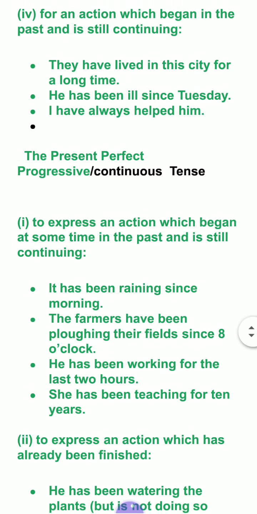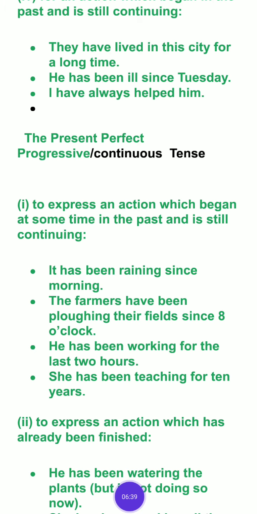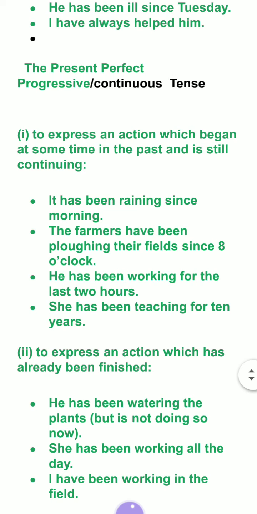Now see, the present perfect continuous tense is also known as the present perfect progressive tense. Why? Because the action is in progress, so its name is progressive, and the same meaning is continuous. The action continues, so its name is continuous. The best use of present perfect continuous tense is to express an action which began at some time in the past and is still continuing.